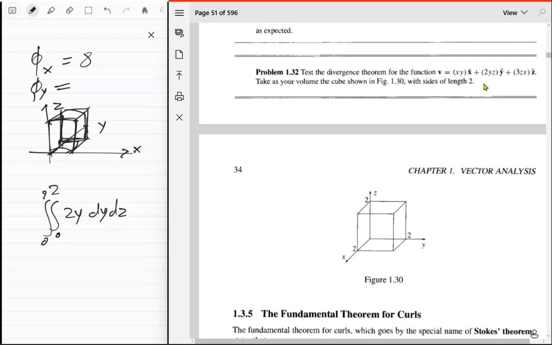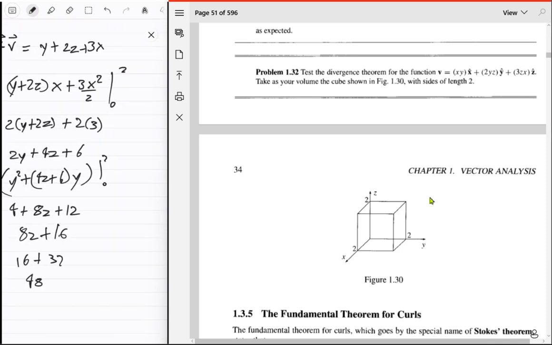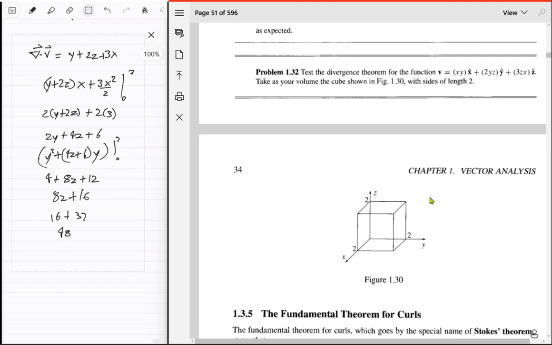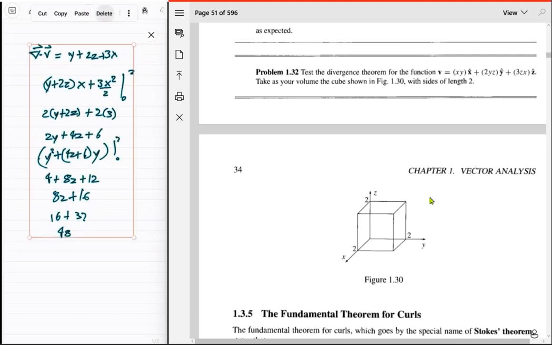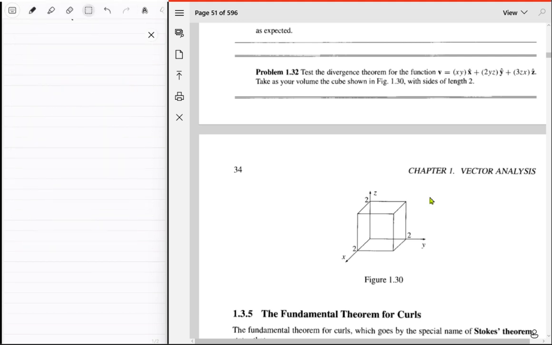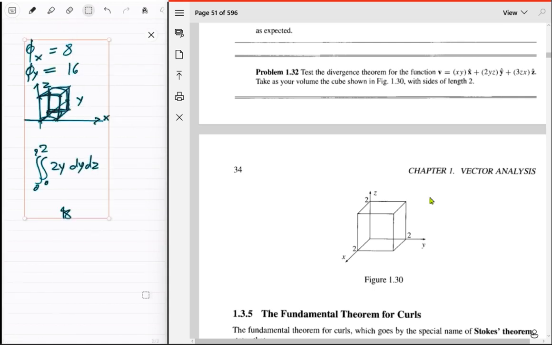Cool. So what do you get in that case? It is just 2 times this guy, just 16. And in this case, 3 times that guy. So 1 plus 2 plus 3 is 6 times 8, 48. 48 is what we'll get. Here as well we got 48. So that proves it. It is the same thing. In this case, the volume integral was easier for some reason. I don't know.